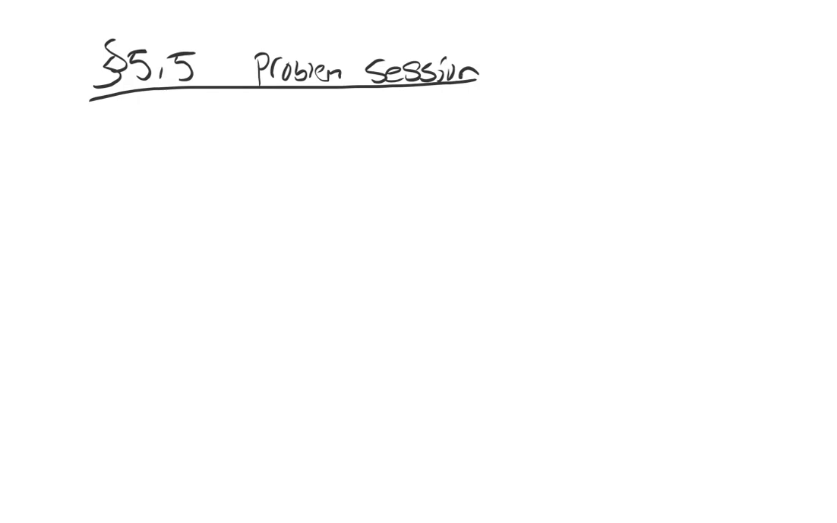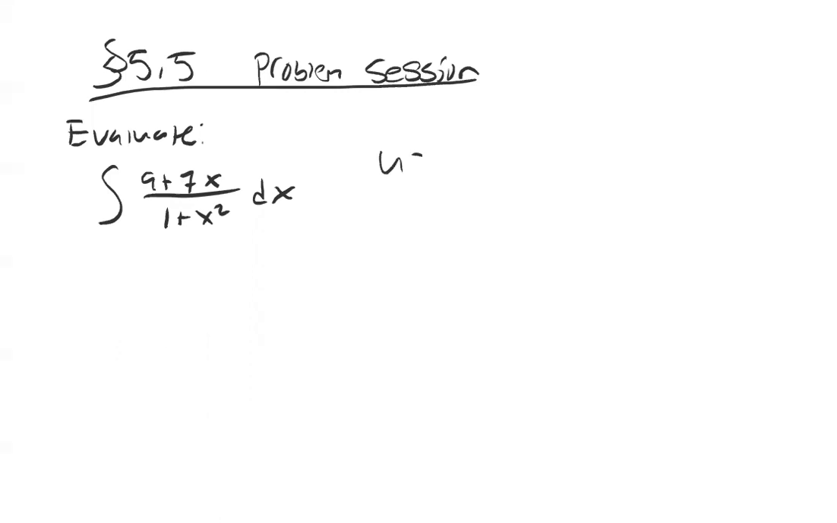So I'm going to start with this integral. So we want to evaluate the integral of 9 plus 7x divided by 1 plus x squared. Because this section is all about u substitution, your first thought might be to jump in and try using u equal to 1 plus x squared, and then seeing where that takes you. And there's going to be a problem here. So I'm going to go ahead and try that and show you what happens there.